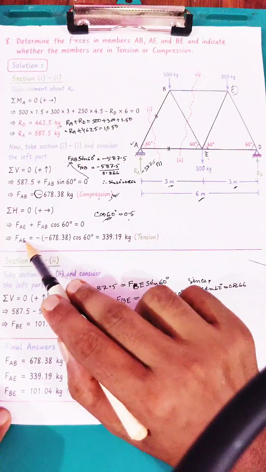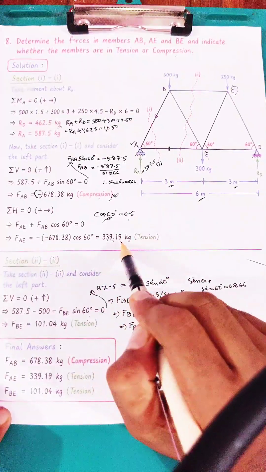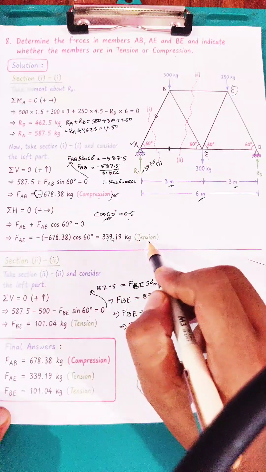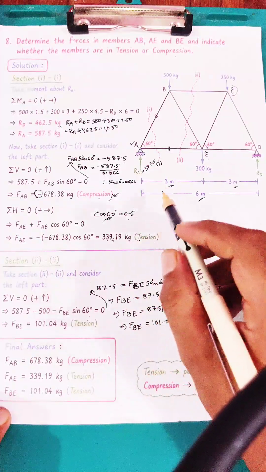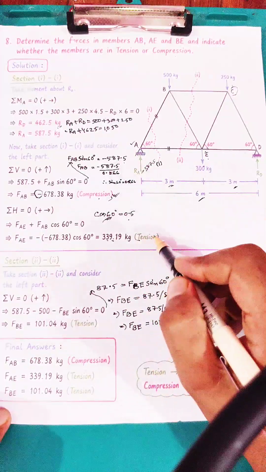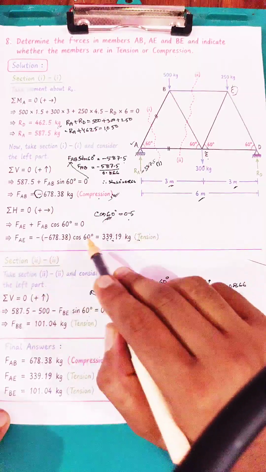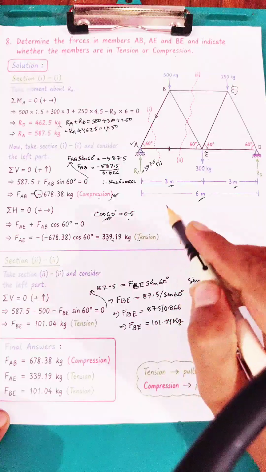Then FAE equals 339.19 kg. The result is positive according to the assumed direction. Therefore, member AE is in tension. So FAE equals 339.19 kg tension.